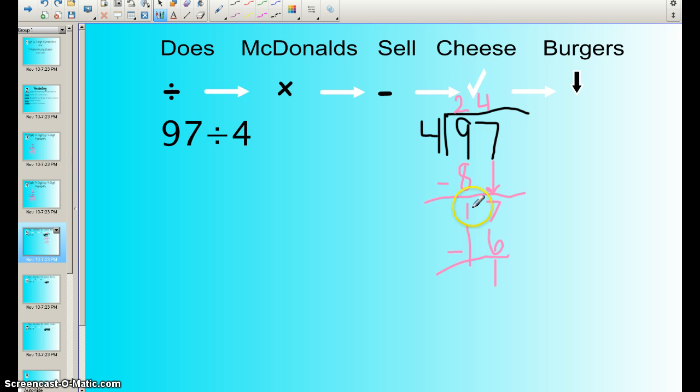Now we're going to check, is 1 less than 4? Awesome, it is. So now I'm done. So 24, remainder 1.